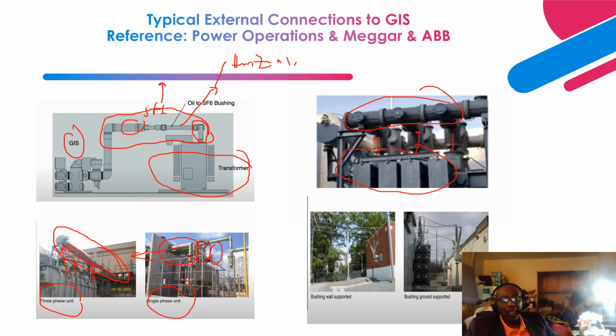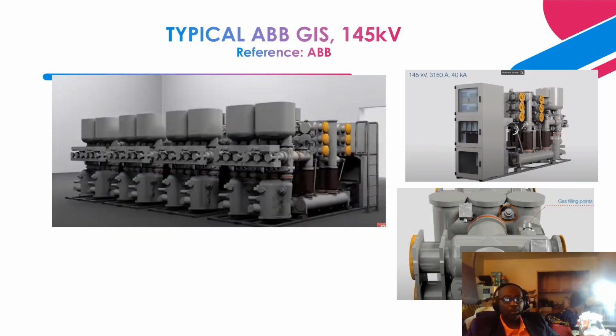This one is when it is integrated to the air side. So you can have an air to SF6 interchange, and you have bushings that support that. As you can see over here, you have air to SF6 bushings. This one is a typical three-phase arrangement from ABB. This one is actually an ABB product and a very excellent product.